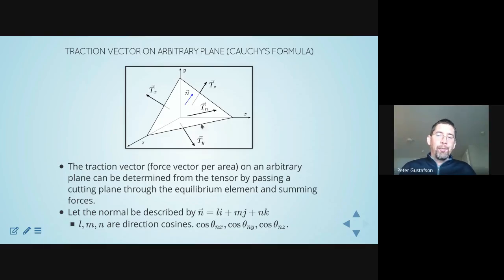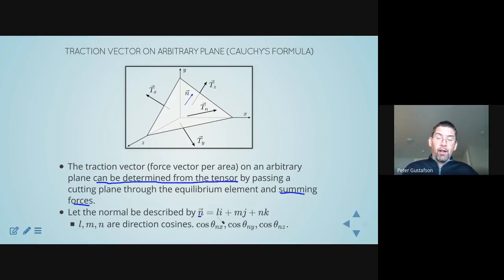We can determine what Tn is, the traction on this new arbitrary plane, from the other tractions. I'm going to highlight that. So the traction on the plane can be determined from the tensor by passing a cutting plane through the equilibrium element and then ultimately summing the forces. To really do this, the easiest way is to define a normal. So the normal n is going to have three components to it.